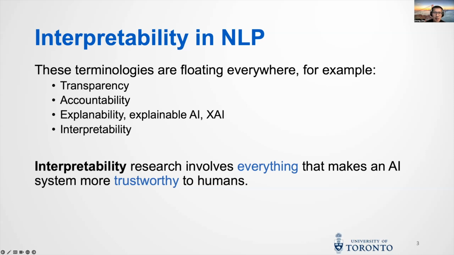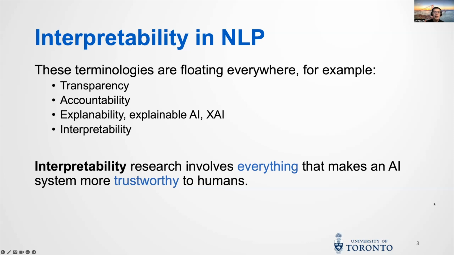There are some debates on the exact meaning of these terms, but in this lecture, let us just adopt a broad definition for interpretability. The research along this direction involves everything that makes an AI system more trustworthy to humans. By everything, I mean literally everything, from the model building, to how to present the results to humans, to the data, essentially everything along the pipeline of developing and evaluating this AI system.